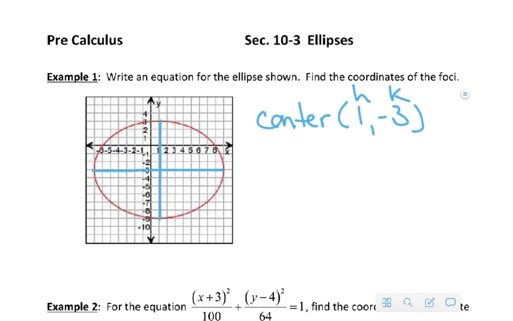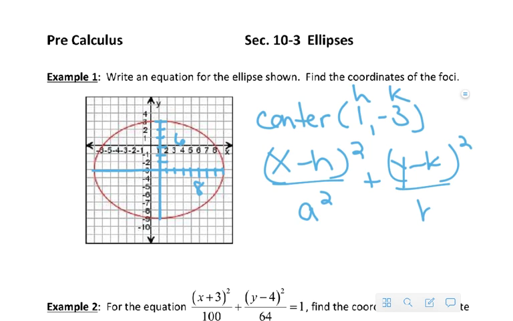The next thing I want to figure out is how far away the vertices are from the center. So I'm basically going to count tick marks. So let's see, 1, 2, 3, 4, 5, 6, 7, 8. So this is 8 units long. And then 1, 2, 3, 4, 5, 6. This is 6 units long. That means that the longer axis is the horizontal one. That means I'm going to write this equation, (x minus h) squared over a squared plus (y minus k) squared over b squared equals 1.